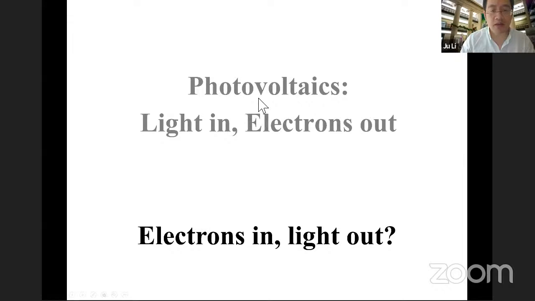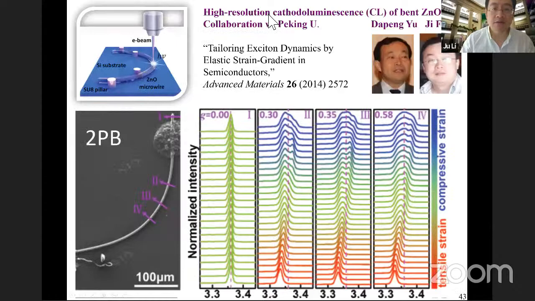So that was sending in photons and trying to get some carriers. There is also a reverse paradigm where you send some electrons in and you put a photon detector. That's so-called cathodoluminescence. This was done in collaboration with Professor Dapeng Yu and Professor Ji Feng, who was my postdoc at Penn. And so what you do is you have a photon detector in the scanning electron microscope, and you have an SEM beam, which you're scanning across a zinc oxide wire.